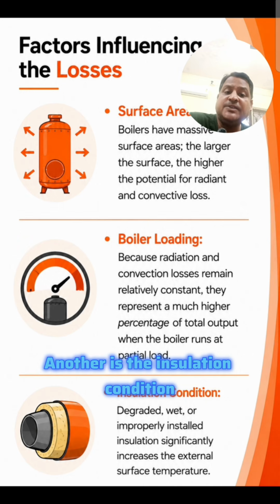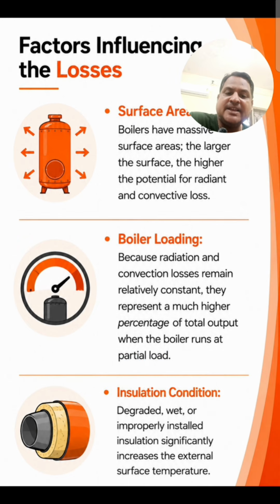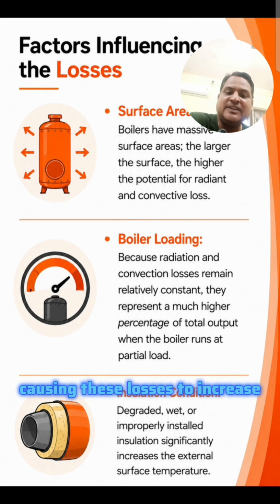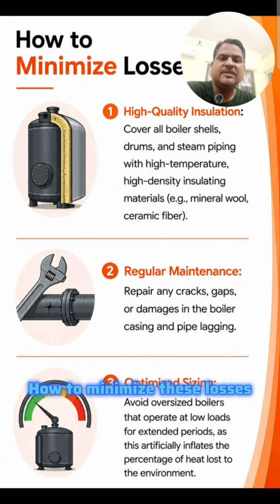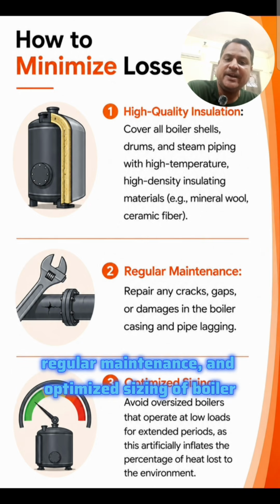Another is the insulation condition. Degraded, wet, or improperly installed insulation significantly increases the external surface temperature, causing these losses to increase. How to minimize these losses? These losses can be minimized by using high quality insulation, regular maintenance, and optimized sizing of the boiler.